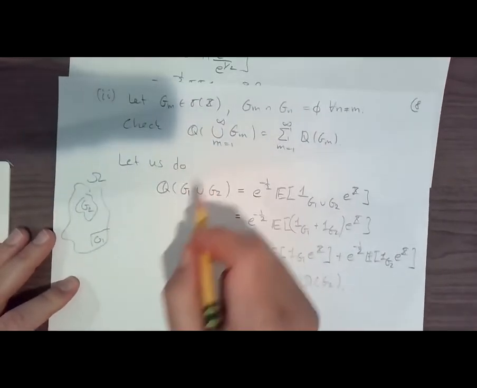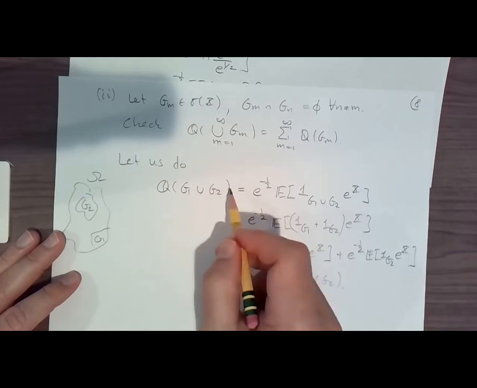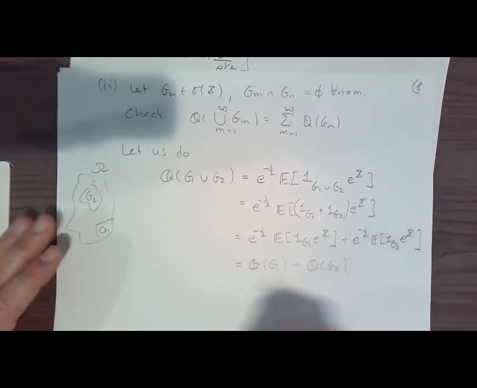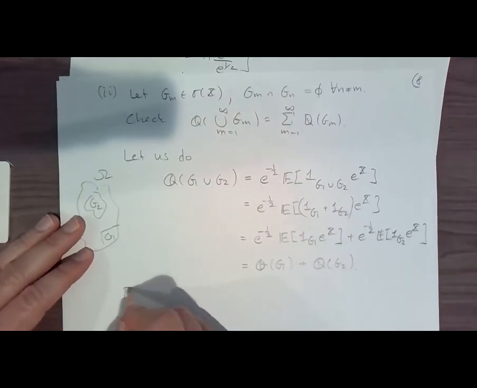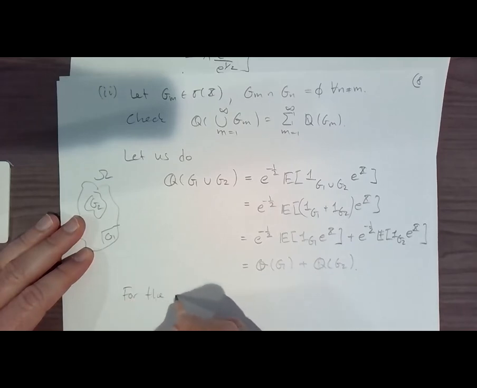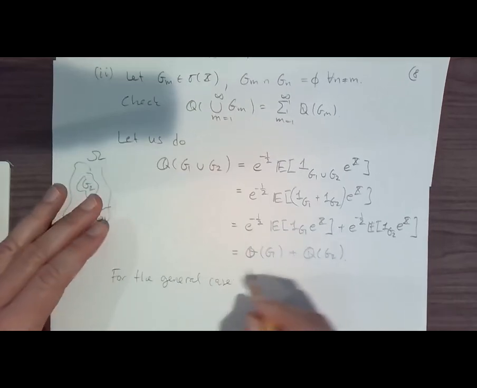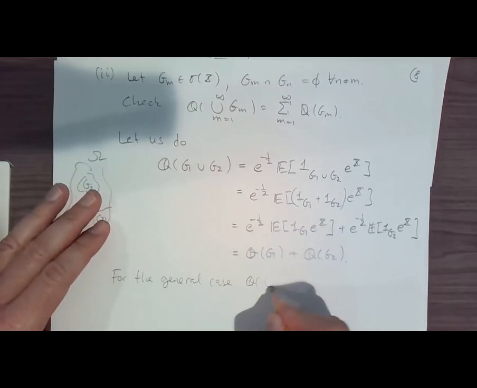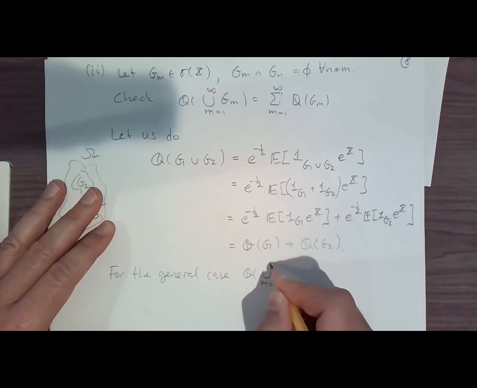So this here only shows it for the case when you have G1 and G2. So you need the general case. For the general case, this is Q of a countable union.